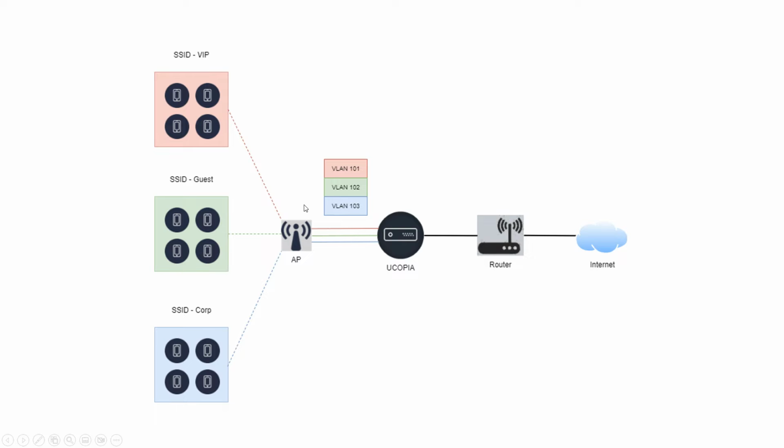But one thing to bear in mind is what I've mentioned in the past, that our UCOPIA device does not recognize the SSIDs, but instead it recognizes the VLAN tags. So each of the user groups, for example, VIP, guests, corporate, will need to be tagged with a VLAN number for the UCOPIA to identify which user group they belong to, and pass it off and assign a profile according to it.